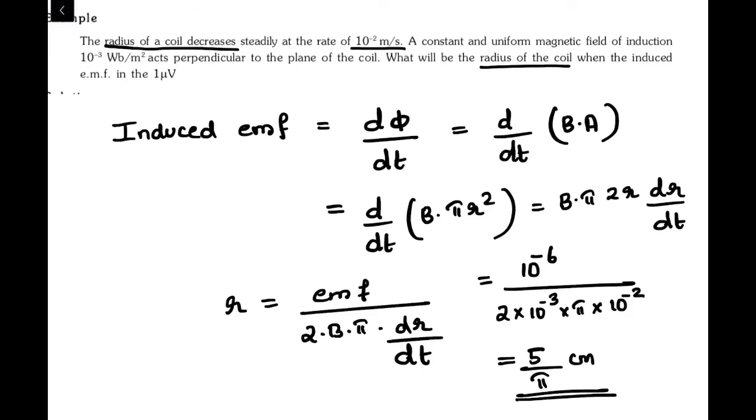So here you should know the formula for induced EMF. At the same time, you should know how to take the derivative, and that's what we have seen here. And then finally we calculated r. Dr by dt was already given, so there is no confusion and no unit changes. We don't have to convert anything, so it's a direct substitution formula.